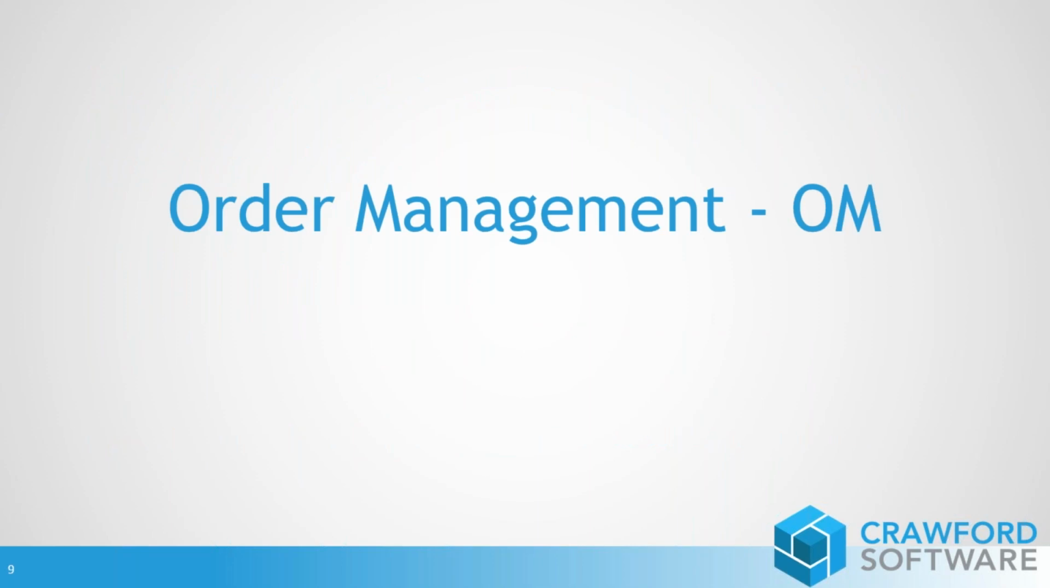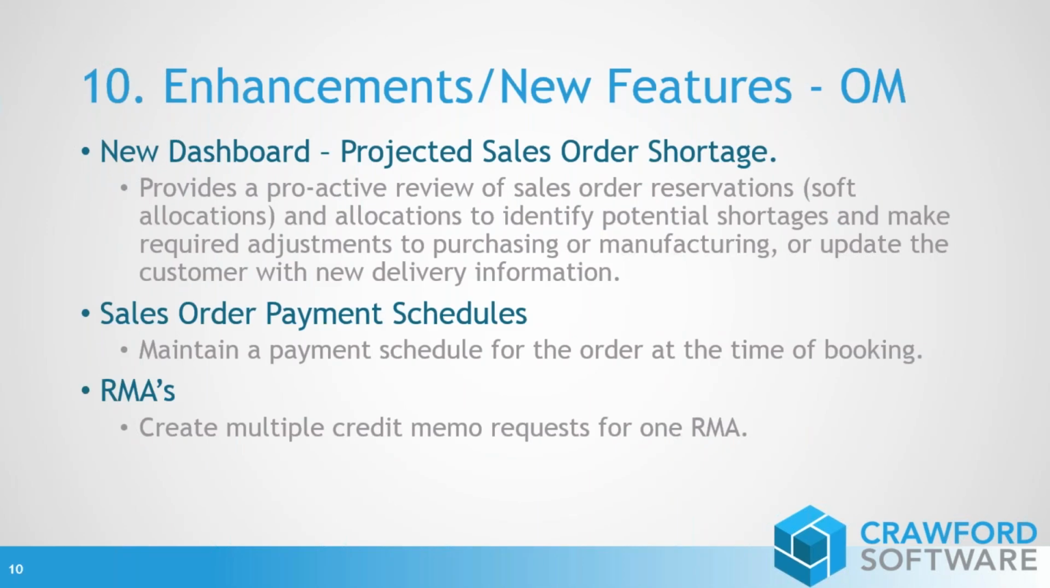Now we'll move to the actual order management itself and the order management section of that sales management. So we've got sales management, order management at this point. This dashboard that was newly created for 10 is on the projected sales order shortages. It gives me a proactive review of the sales orders, reservations, soft allocations, reservations that you've made, or hard allocations to identify those potential shortages of an order. I can't make this, and either make adjustments to your purchasing that you need to do or manufacturing, or even update the customer, let them know that I have a shortage, I have a problem, I'm not going to be able to make your need by date.